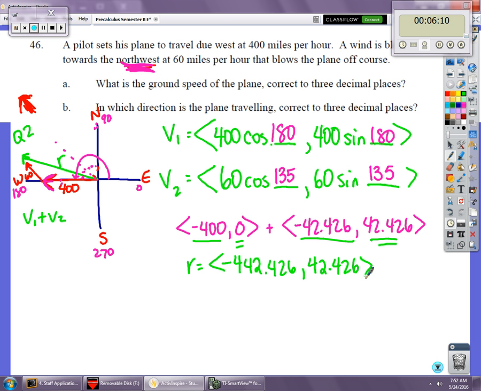What is the ground speed of the plane? Okay, ground speed in this case is talking about our magnitude. It's talking about our magnitude. I want to know what is the magnitude of my resultant vector. So once I know this, I can now find its magnitude by squaring them both and taking the square root.